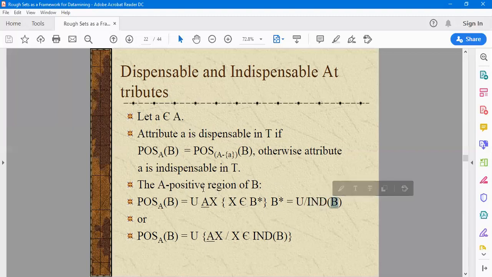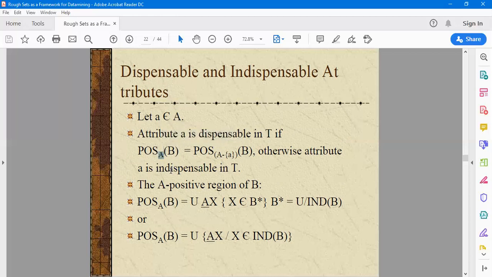As highlighted earlier, if we are saying the positive region of B, you have to calculate the lower approximations of each attribute on A, and you need to calculate the indiscernibility relation on B. You can have a look at our previous lectures to understand what is the indiscernibility relation and what is B star. Ultimately, when this condition is satisfied, then we say that that particular attribute A is dispensable.